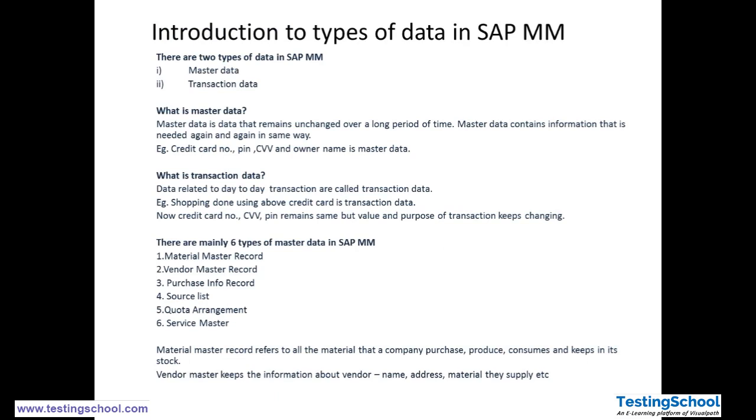Introduction to types of data in SAP MM. There are two types of data in SAP MM: one is master data, another is transaction data. Master data remains unchanged over a long period of time. Master data contains information that is needed again and again in the same way. Example: credit card number, PIN, CVV and the owner's name on a MasterCard.